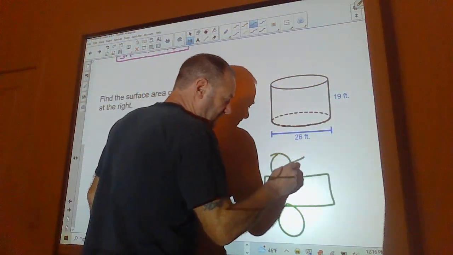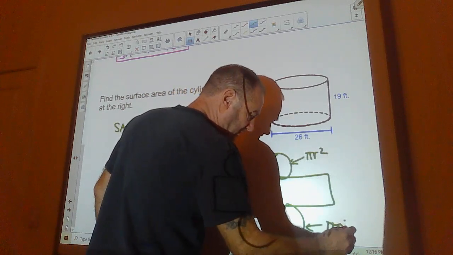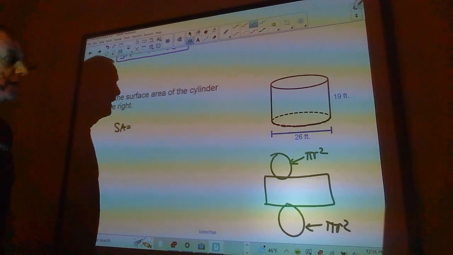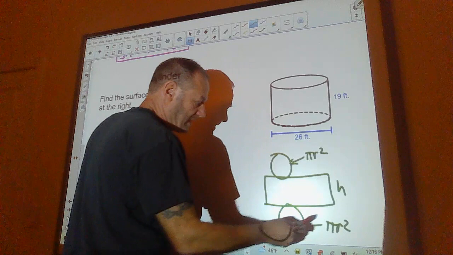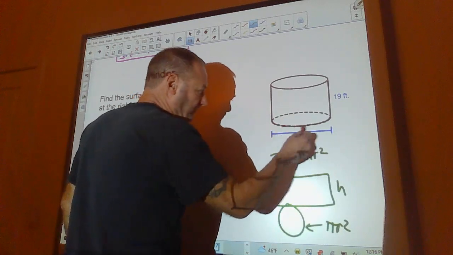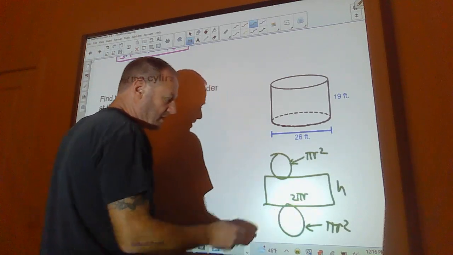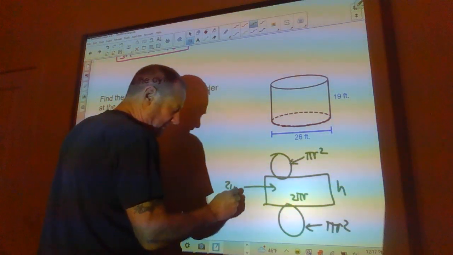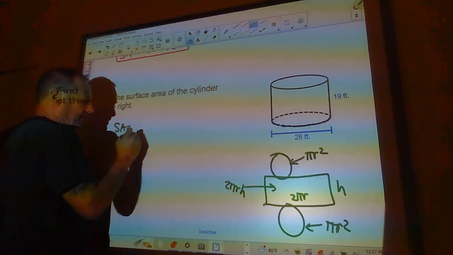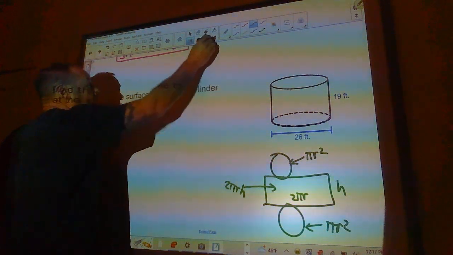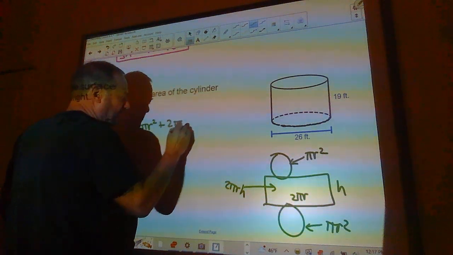The area of this circle is going to be pi r squared, and the area of this one is also pi r squared. Now this right here is the height, and this is the base of the rectangle. That's equal to the circumference of the circle because it has to wrap right around here. That's going to be 2 pi r. So the area of this is going to be 2 pi r h. So we get a formula: 2 pi r squared plus 2 pi r h.